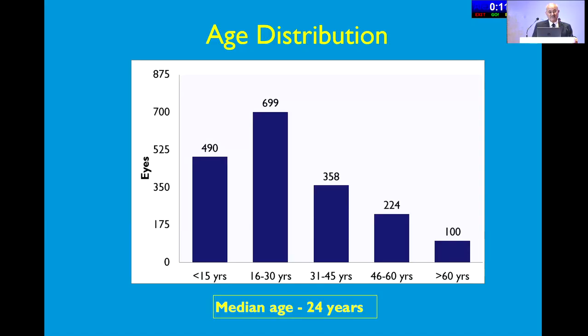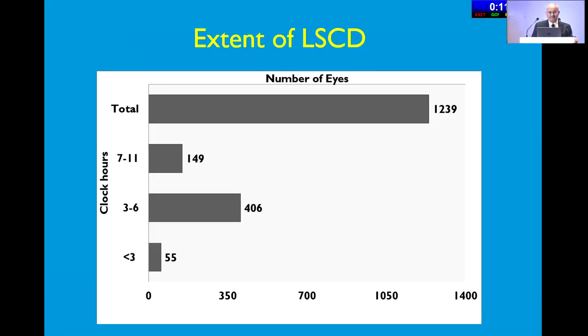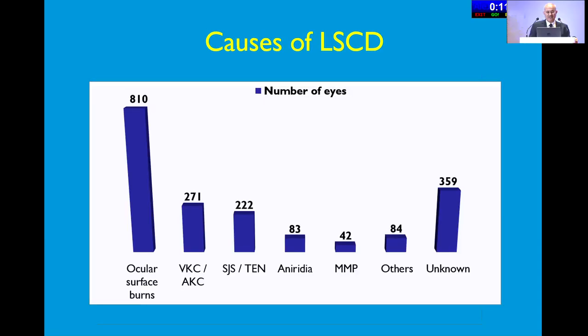At the same time, if you look at those less than 15, the pediatric age group is also a substantial number. Most of these patients had a very bad visual acuity, 20/200 or less. As for the extent of limbal stem cell deficiency, the majority of these patients had total stem cell deficiency. If you put 7 to 11 clock hours and total together, that becomes about 70 to 80% of these patients.